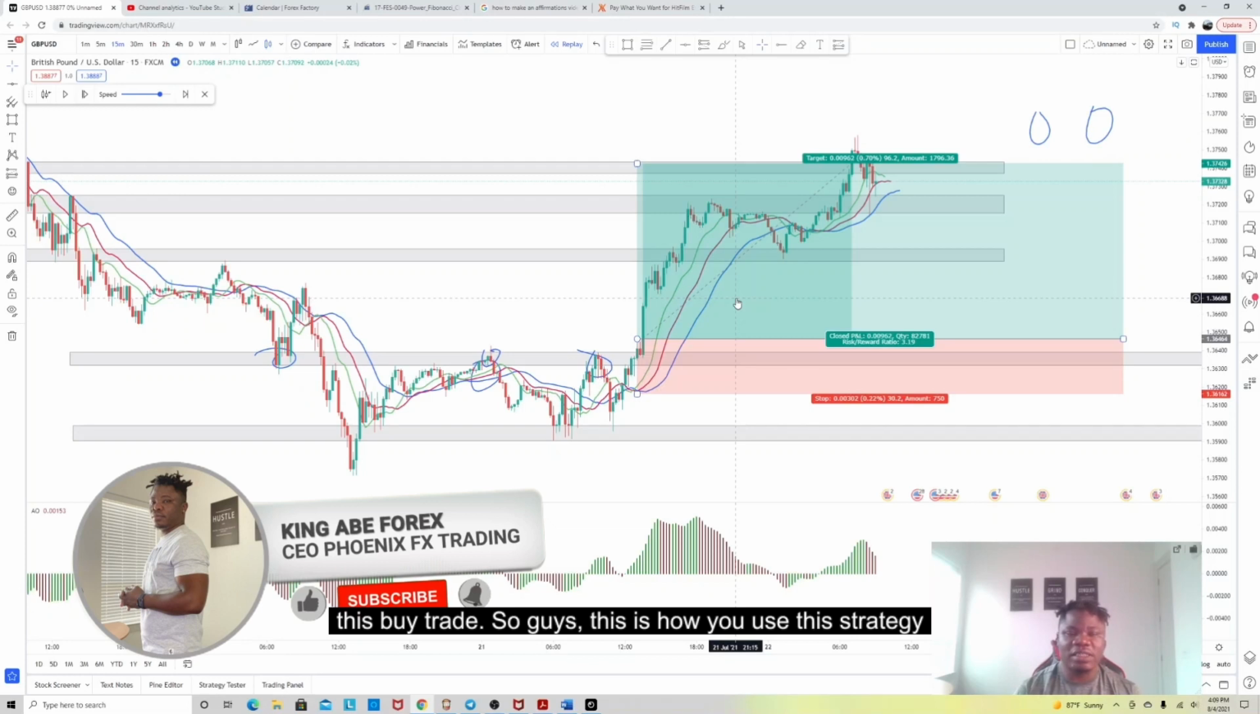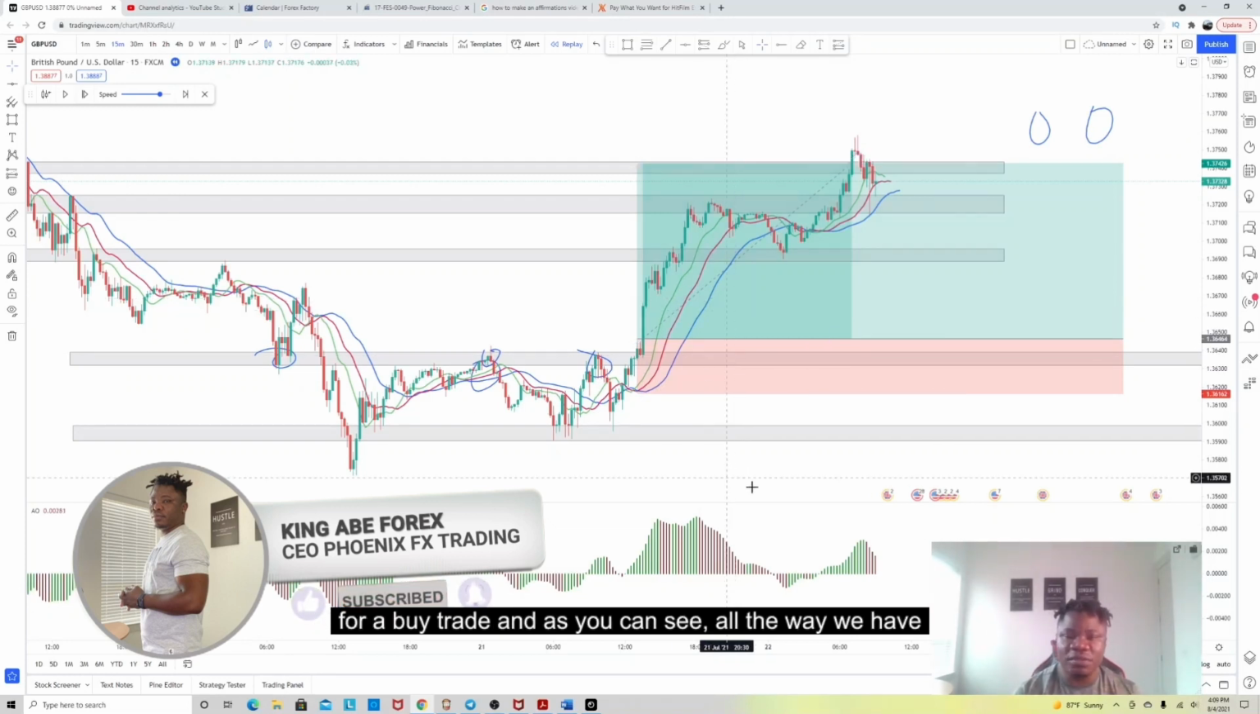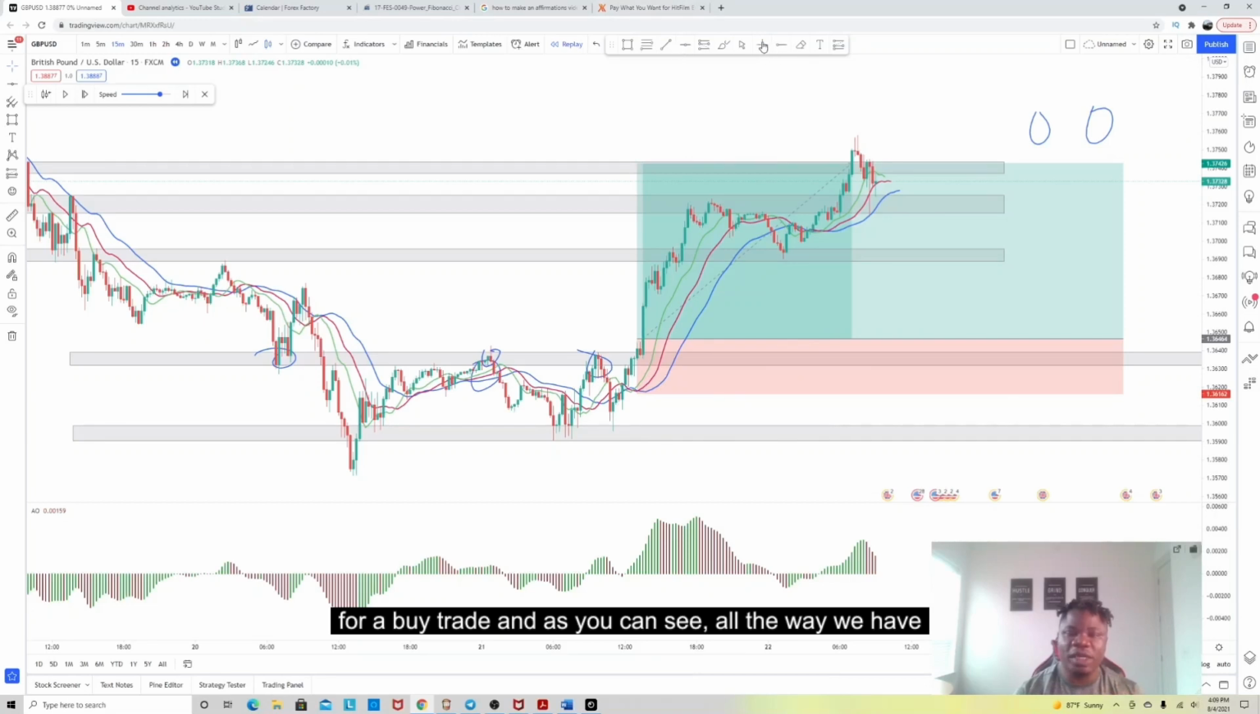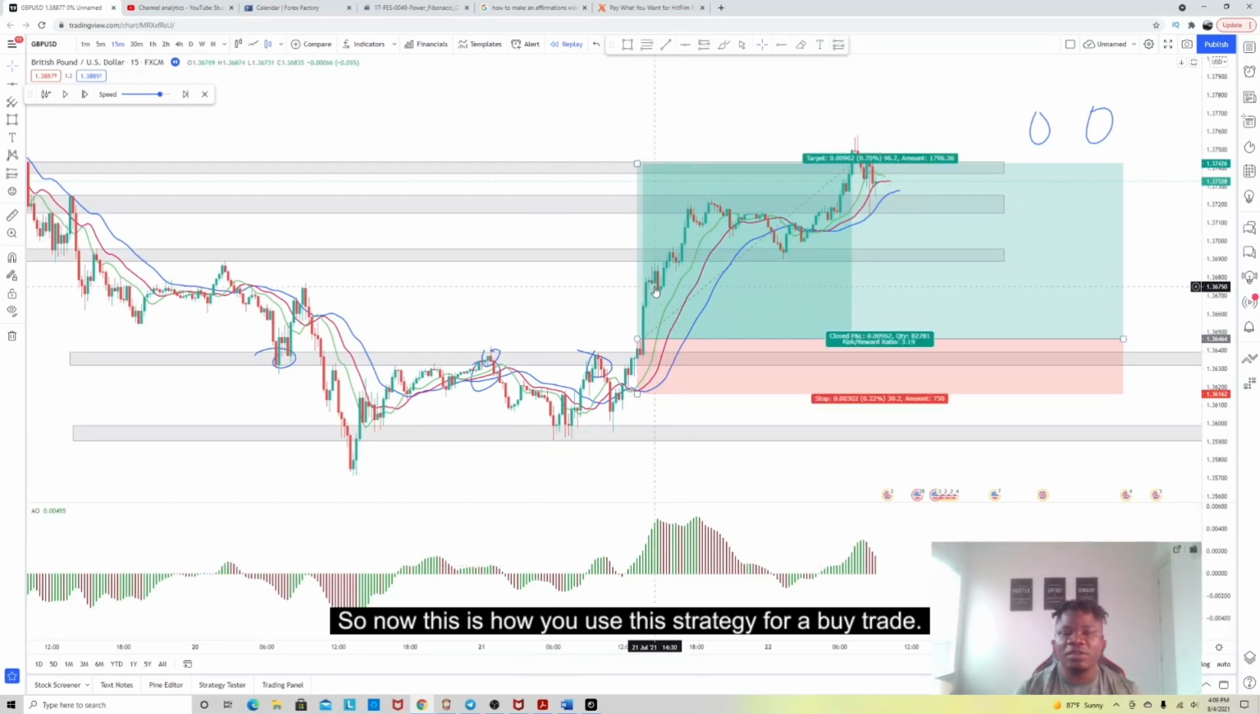So guys, this is how you use this strategy for a buy trade. And as you can see, all the way we have the awesome oscillator above the 0 line, which also corresponds with our buy entry as a small confirmation. So this is how you use this strategy for a buy trade.